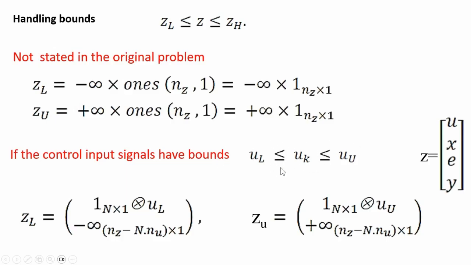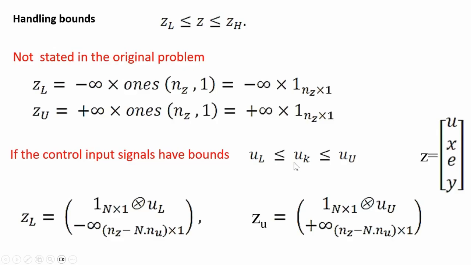So in such a case where there are bounds in the control inputs, how do we deal with it then? If we assume that our control inputs are unbounded, then we cannot handle them. Assume that our control inputs have a lower bound u_L and an upper bound u_U. How do we include this information into the unknown vector z?